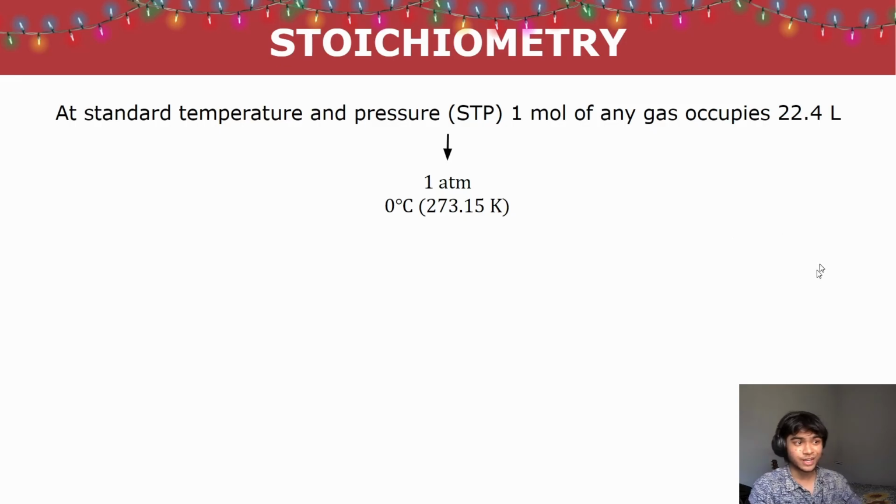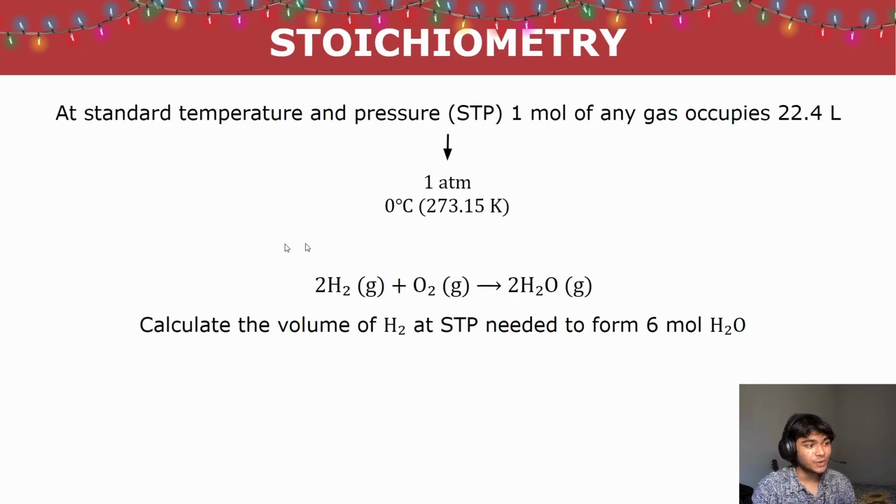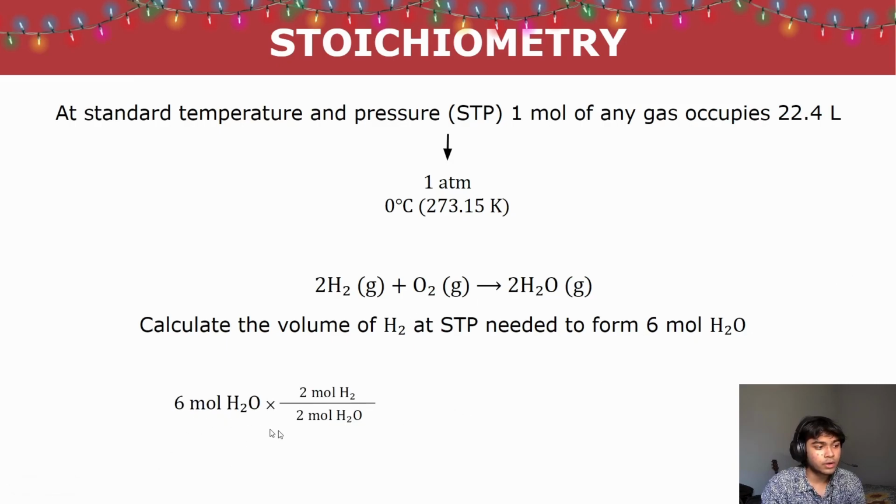So let's do one last practice problem. We have 2 hydrogens and 1 oxygen coming together to form 2 water molecules. And all of these are gases. We're asked to calculate the volume of hydrogen at STP needed to form 6 moles of water. If we're trying to form 6 moles of water, how many moles of hydrogen are we going to need? Well, we know that water and hydrogen are in a 2:2 ratio. So if you produce 6 moles of water, you're going to need 6 moles of hydrogen.